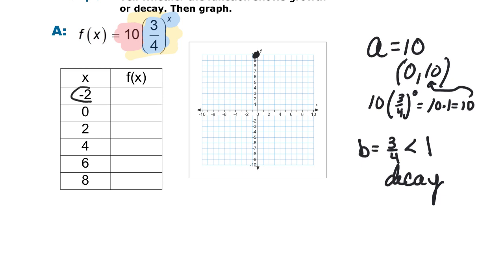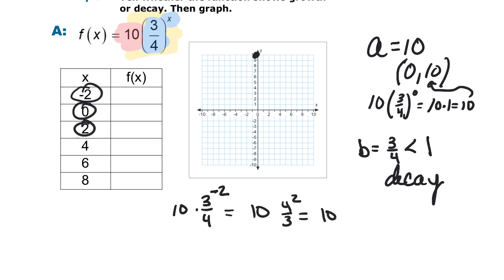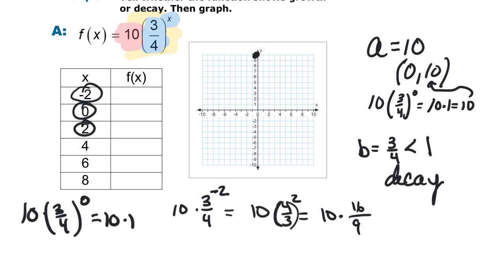All right, let's put some numbers in. Make a table of values, please. Use these same numbers. I'm going to have 3/4 to the -2 times 10. That is 10 times the reciprocal, 4/3 squared. 10 times 16/9. All right, so we can also plug in the 0. 10 times 3/4 to the 0 is 10 times 1, which is 10.